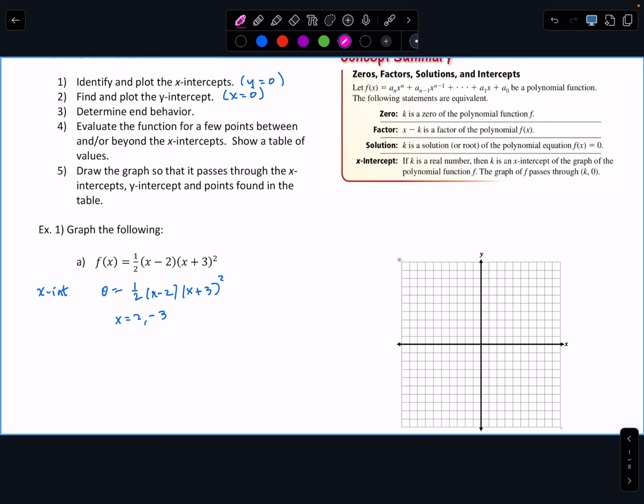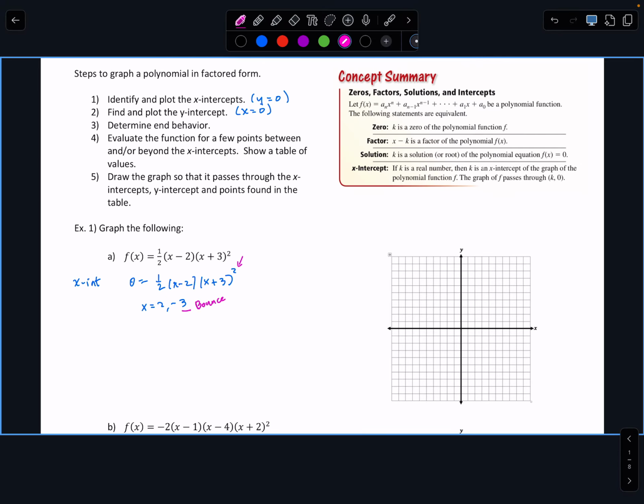And something to note is that at -3, you expect a bounce in the graph because it's to an even power. And when it's an even repeated root, it goes to touch the x-axis, it turns around and goes back in the same direction. It doesn't pass through.